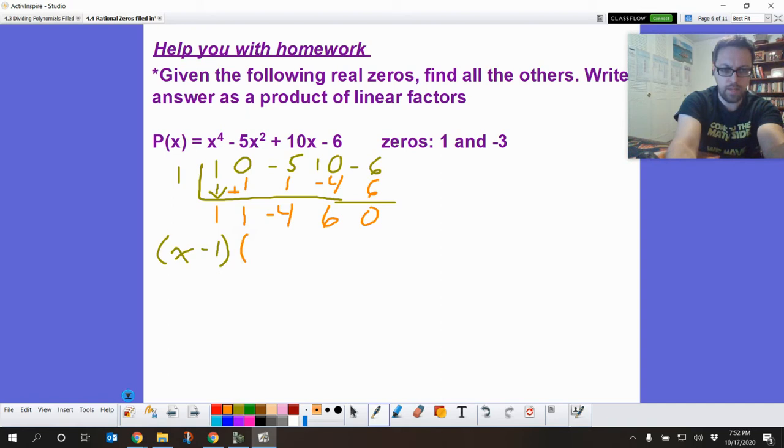And then I want to drop that 4 down 1. So it's going to be x cubed, because I have 1 less degree now that I divided out a linear. x cubed plus x squared minus 4x plus 6.